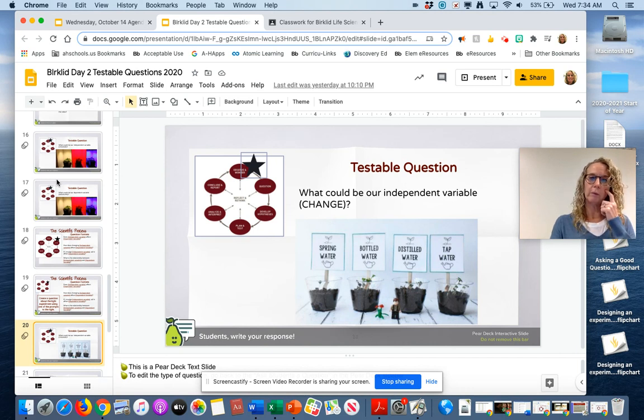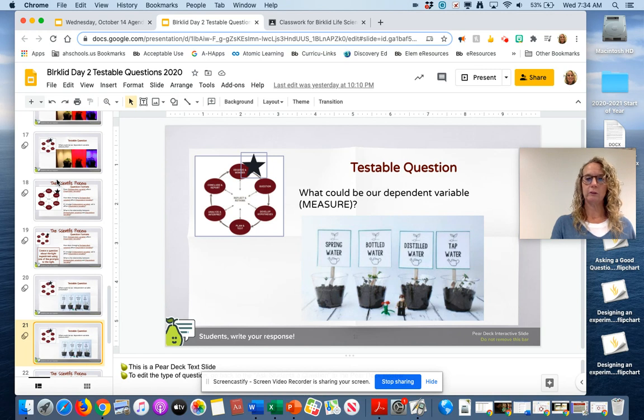So spring water, bottled water, distilled water, and tap water are all different types of water. So we could change the type of water. And then again in the plant, what are we going to measure? We can measure all kinds of different things, like we talked about. So this time, let's measure the time to germination. So how long it took until we saw little green sprouts coming out of the dirt. Okay.